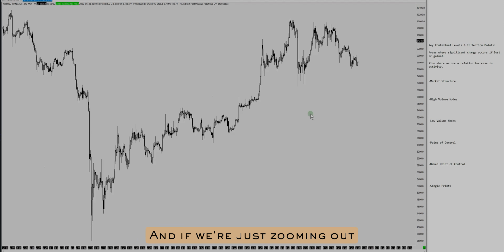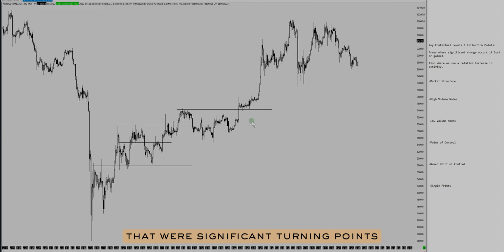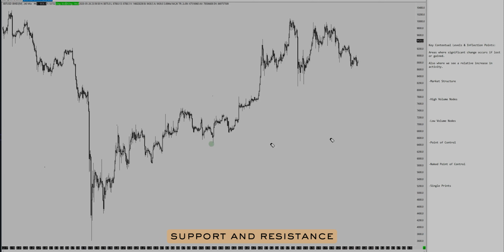If we're just zooming out to give you a more clear idea, you can see how this has extended multiple times in the past. See support and resistance flips all the way up. Okay, there are areas that were significant turning points, and once we've gained or lost them, have resulted in follow through and continued movement in that direction. So that's just horizontal support and resistance.